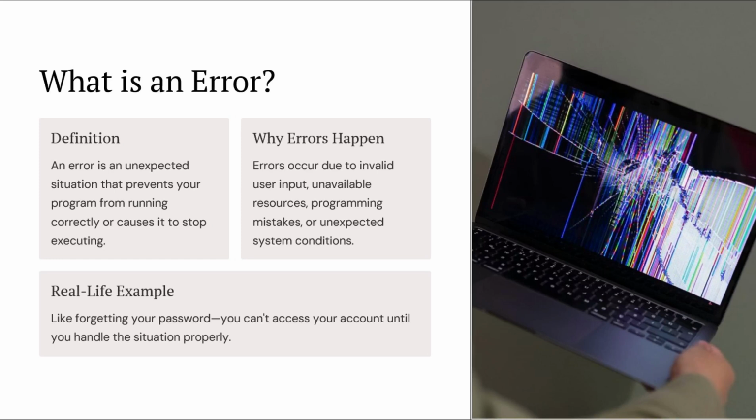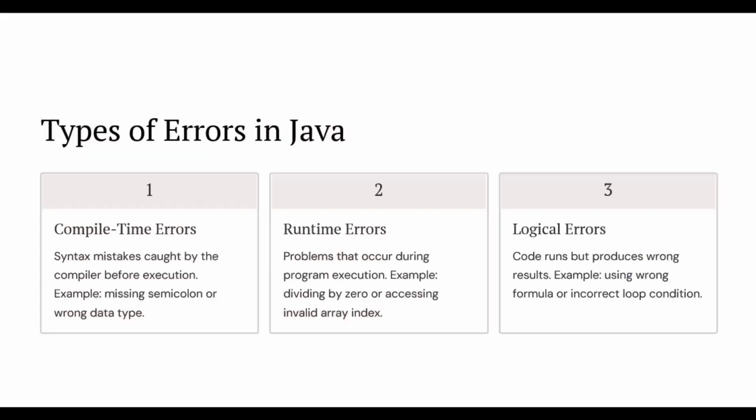An error is an unexpected situation that stops our program from running correctly. Errors can happen due to wrong user input, programming mistakes, or system problems. A simple real life example is forgetting a password. Until we handle that situation, we cannot access this account. Similarly, in programs, we must handle errors properly.